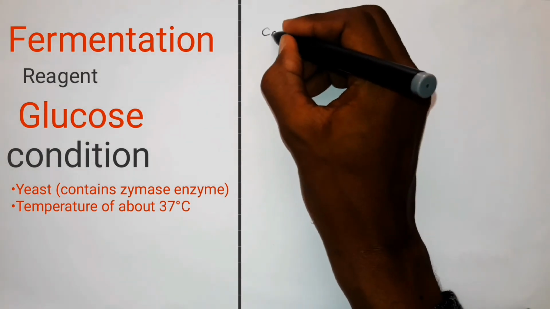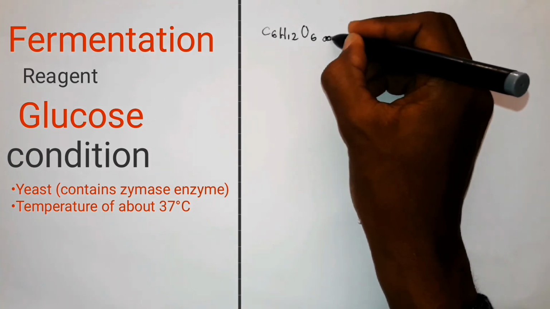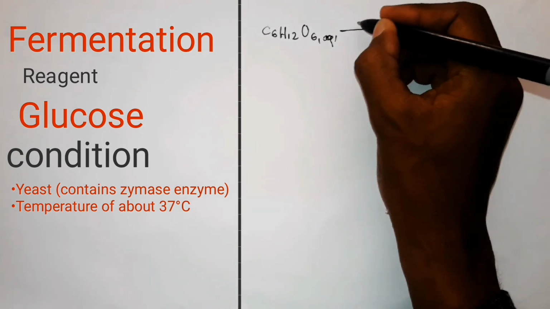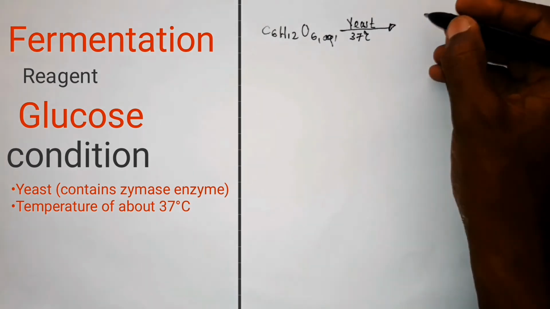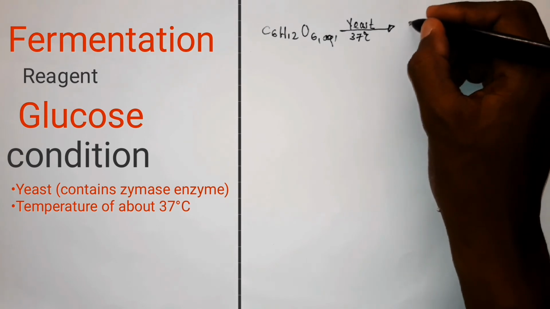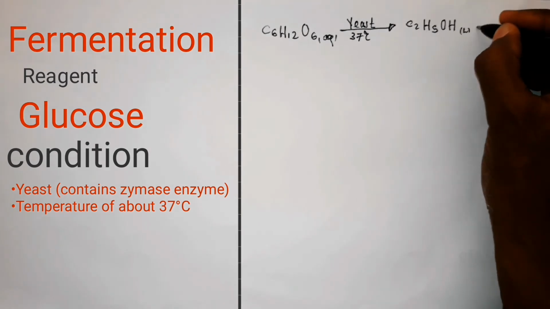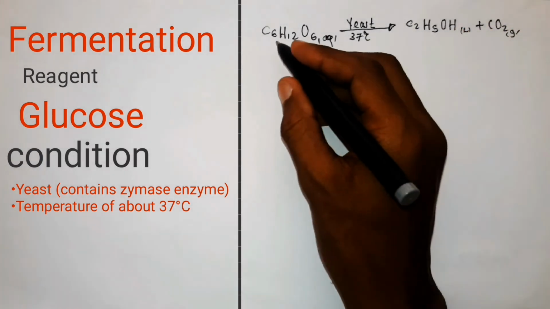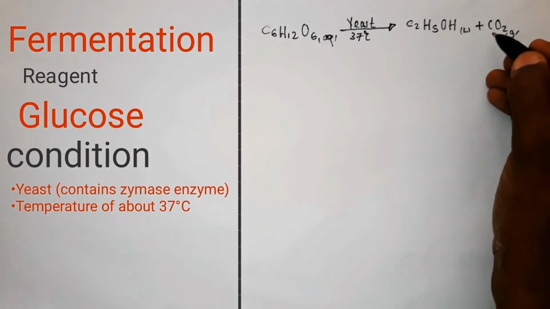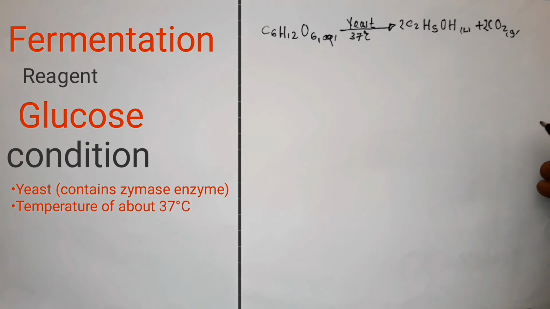Now, this is how the reaction occurs. You have glucose, which is C6H12O6, aqueous. Then here you have yeast, which contains zymase enzyme. And then here you have a temperature of 37 degrees Celsius. Therefore, this gives you ethanol, which is C2H5OH liquid. And then you have carbon dioxide, gas. So to balance that equation, carbon here is 6, carbon here is 2, and 1 here, so here you place 2 for ethanol, so that becomes 4, and then here you place 2 for carbon dioxide. So that equation is balanced.